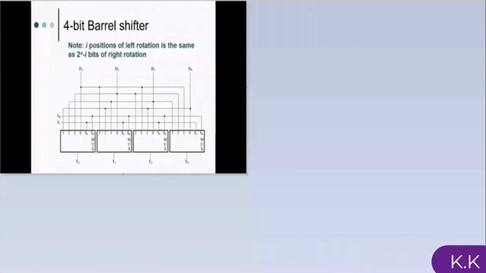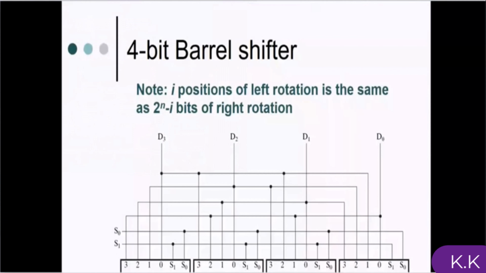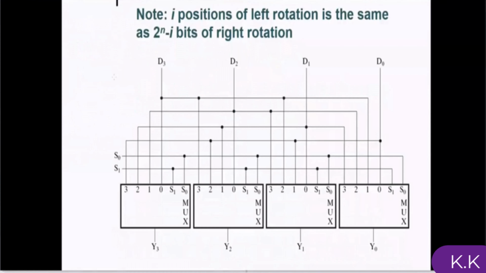Y0, 0 and 1 are connected to all of them. These 0 is connected here. The Y3 is connected to the input 1, the 2, and the 1. So for the other outputs, it can be designed in the same way.